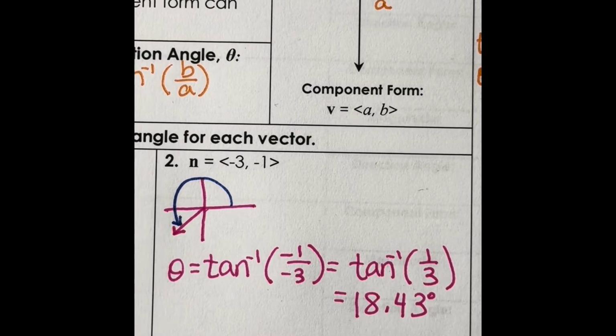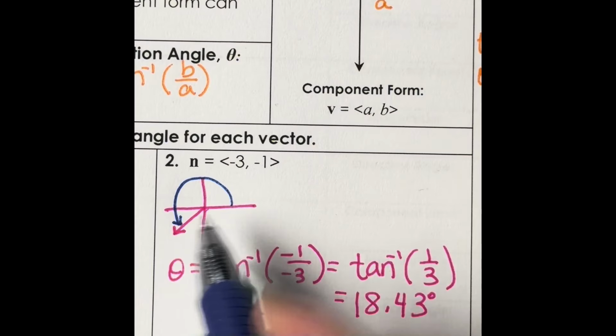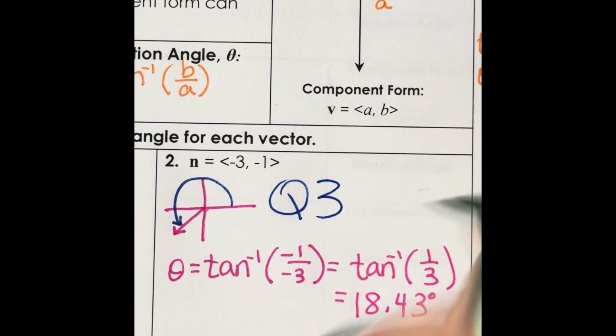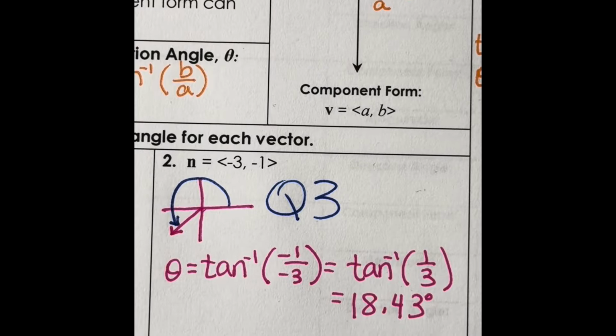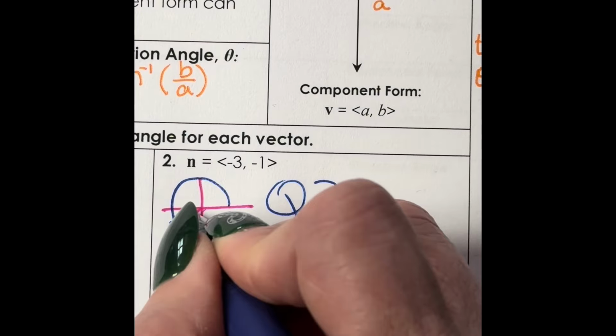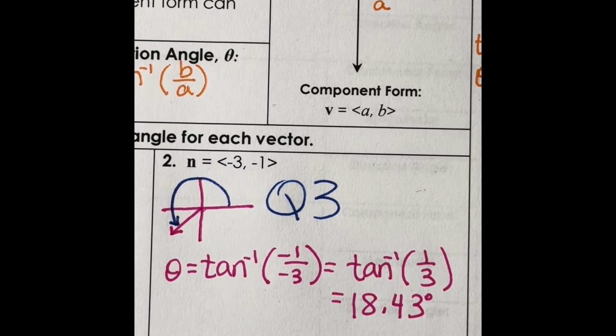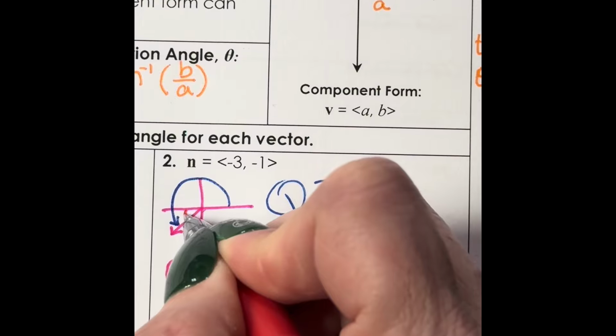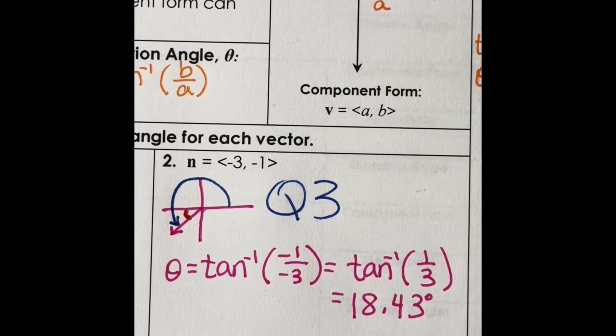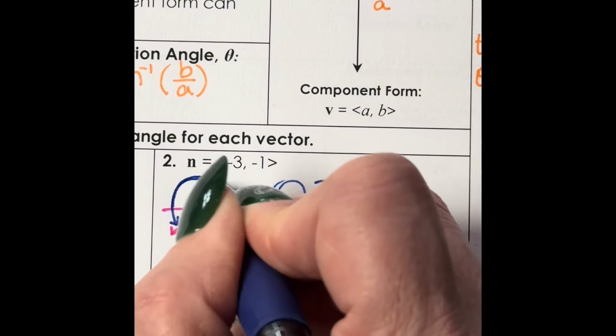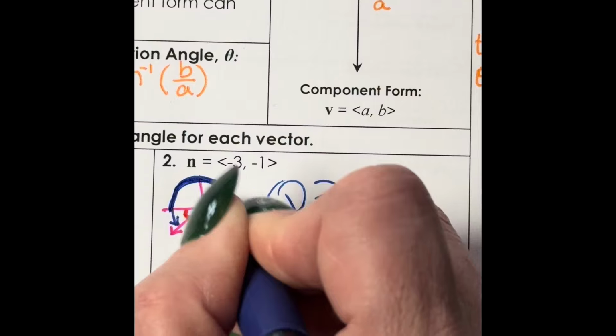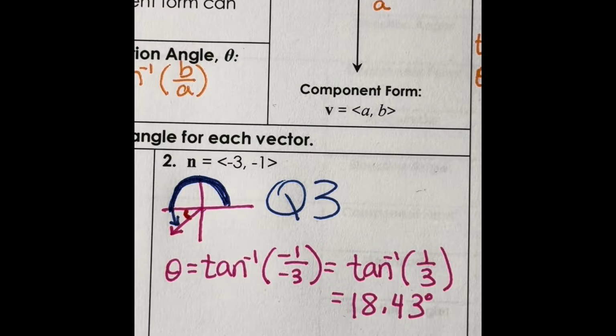However, when I think about the fact that I'm in quadrant 3, an angle measure of 18.43 doesn't really make a whole lot of sense. That's a very small angle. So looking at our picture, what that is giving us is this little piece of the angle right there. That's that 18.43. What we're not including is all of this. So it just gave us that little part of the angle between 180 degrees and our vector.